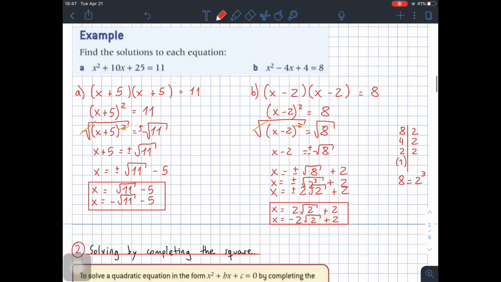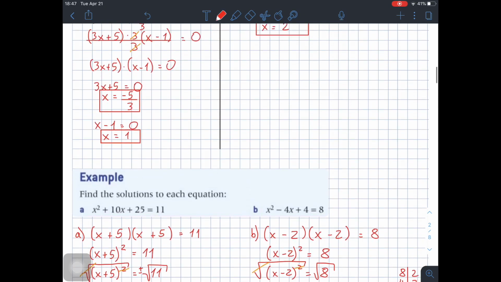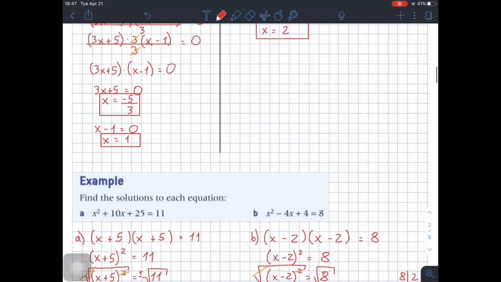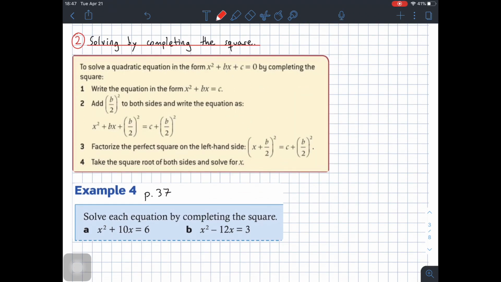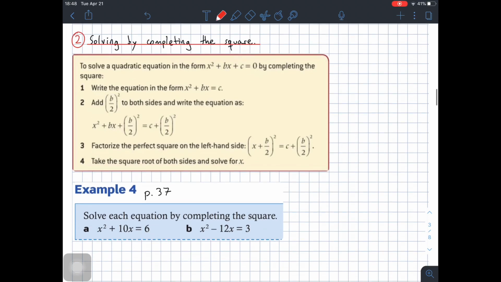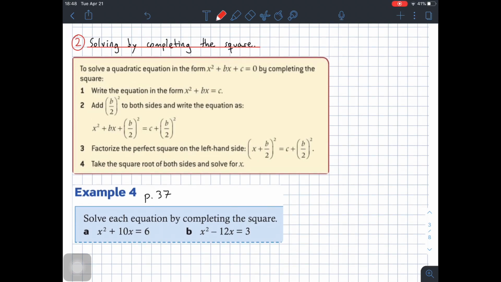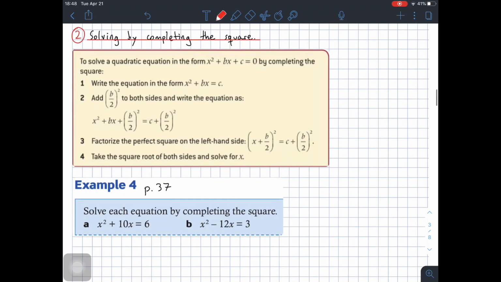So this is it for factorization. I'm gonna show you the second way of solving quadratic equations, which is by solving by completing the square. This method is not used a lot, but it is kind of important to later on demonstrate where the quadratic formula comes from. We're going to be studying that in the later classes.